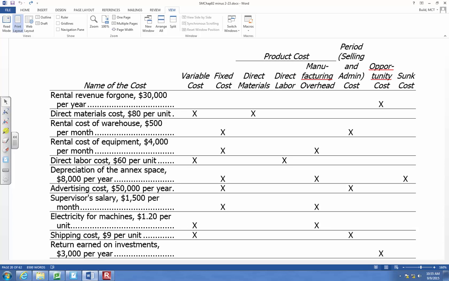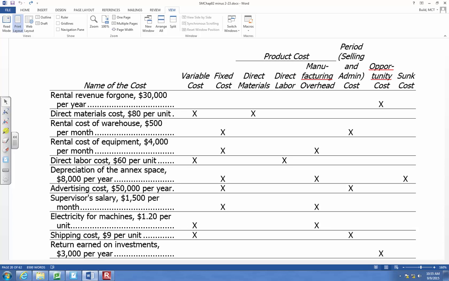Sherry, on the direct labor. Variable costs and direct. Good. Okay, Tirsa? Depreciation and maintenance, please, and we're going to have fixed costs and manufacturing overhead. And then I don't know, but I was thinking some costs.